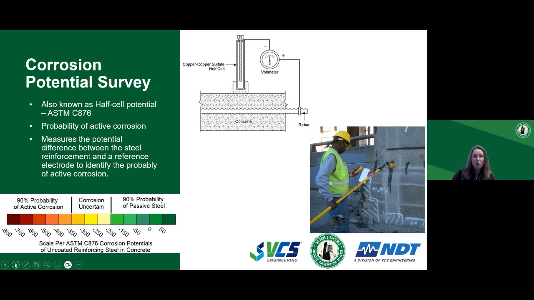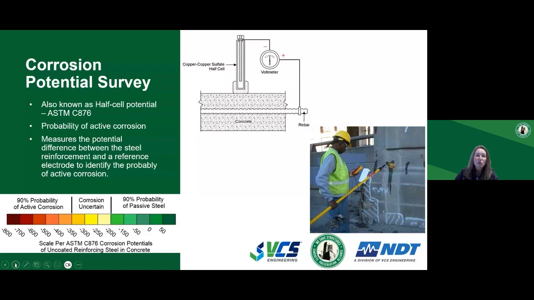When we're concerned about corrosion, the best test method to locate areas of active corrosion is the corrosion potential survey, also known as half-cell testing. This test is performed per ASTM C876. Here, an electrical connection is made to the rebar, and the rebar is connected to the positive terminal of the voltmeter. The negative terminal is connected to a reference electrode that is placed on a grid along the surface of the concrete element. And the potential at each tested location is recorded.